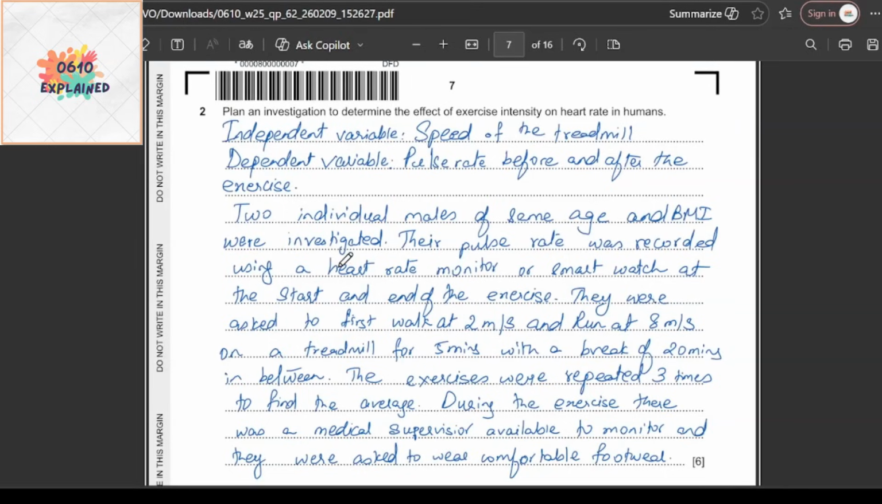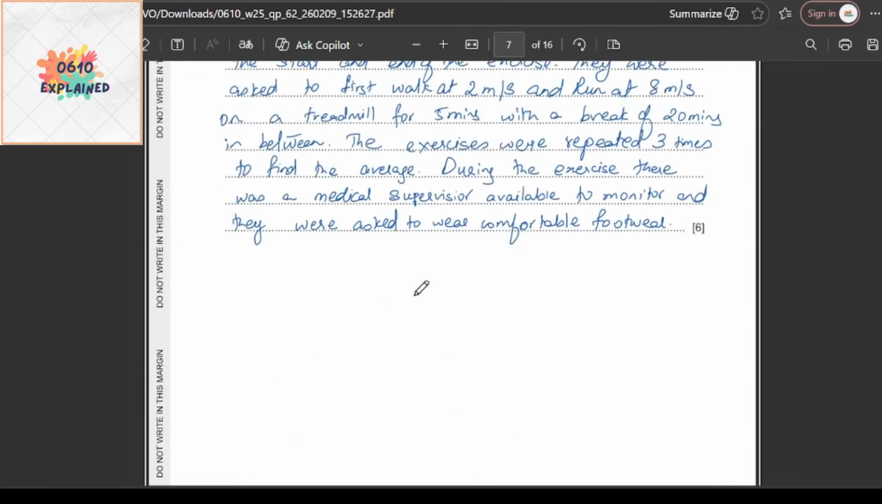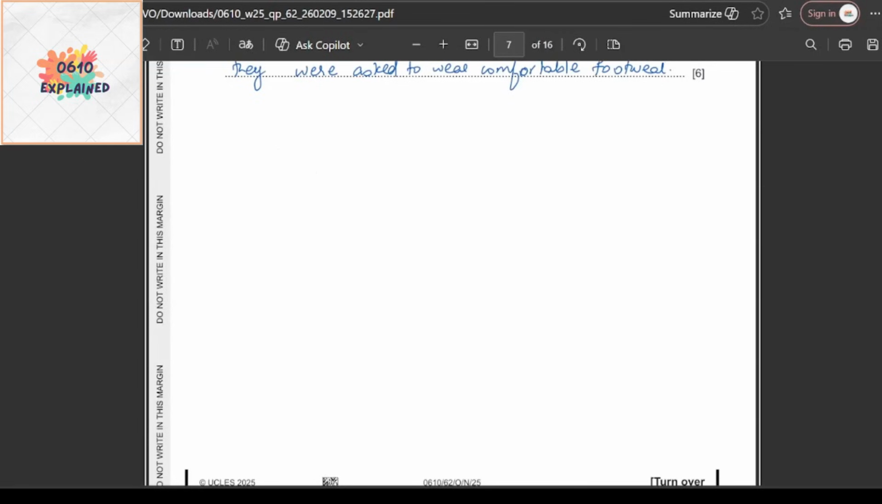Plan an investigation to determine the effect of exercise intensity on the heart rate in humans. As we understand, as the exercise intensity increases, the body's demand for oxygen will increase and the body will start making more carbon dioxide. Breathing rate and heart rate are not the same. Heart rate is the number of beats and breathing rate is how fast your diaphragm and external intercostal muscles are contracting. So at one point of time, lactic acid will start to accumulate in the body.